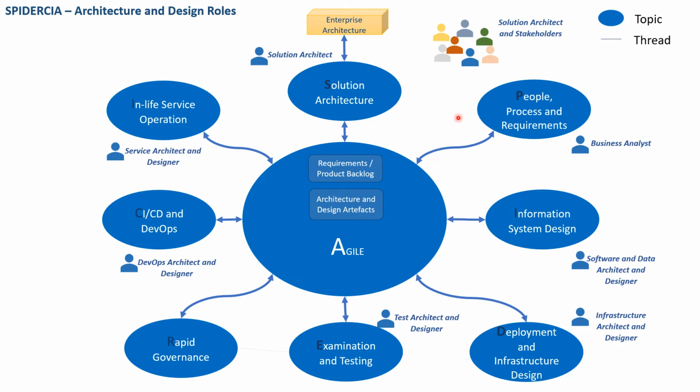So within the SPIDERCIA framework, I've outlined common roles aligned to different topics. Obviously, the solution architect works within the solution architecture topic. Business analyst would work within the people, process, requirements topic. And then you've got designers for the information systems and deployment. You've got test for testing, DevOps architects for CI/CD and DevOps, then service architects for in-life operations.